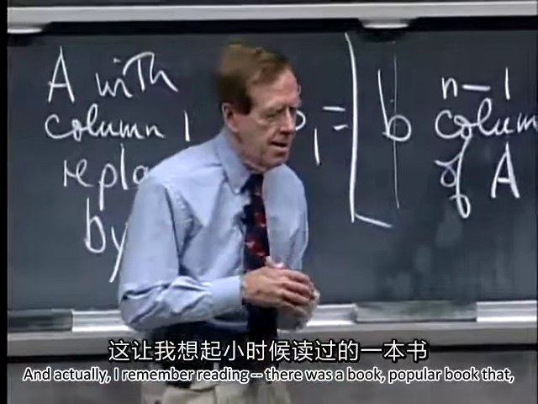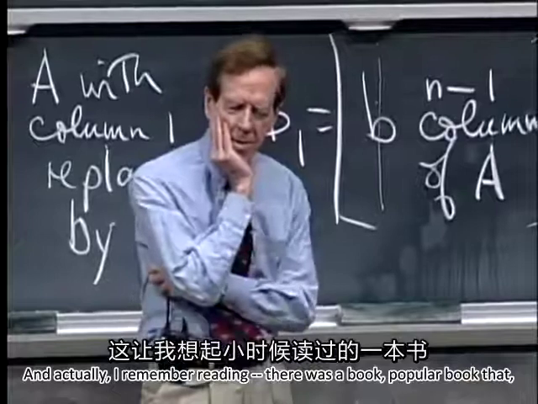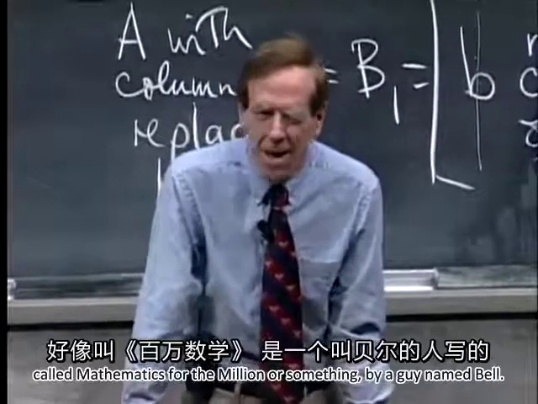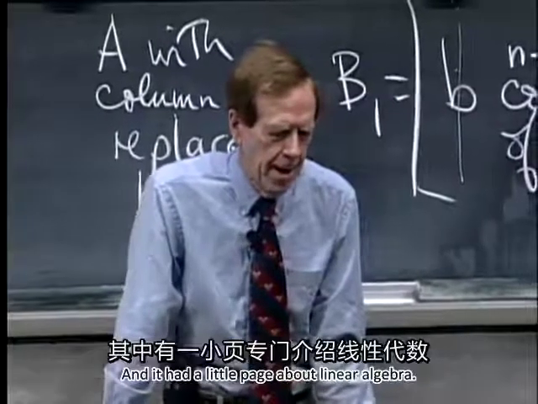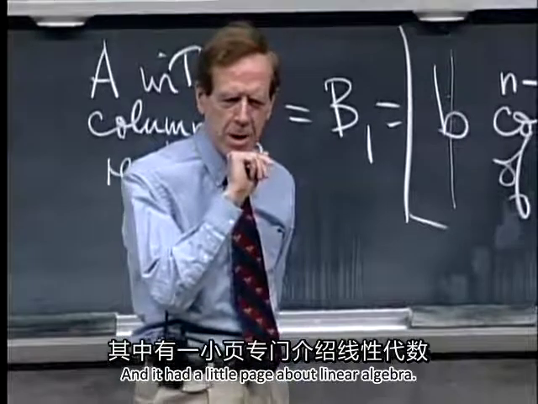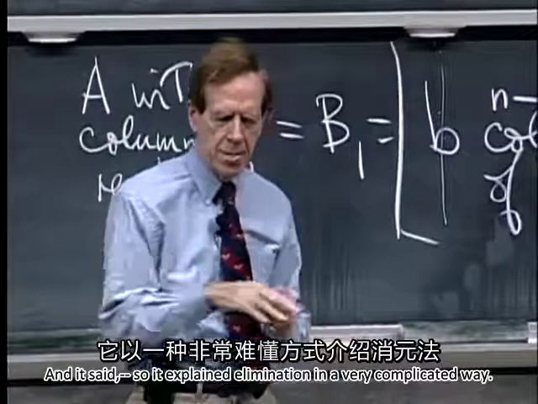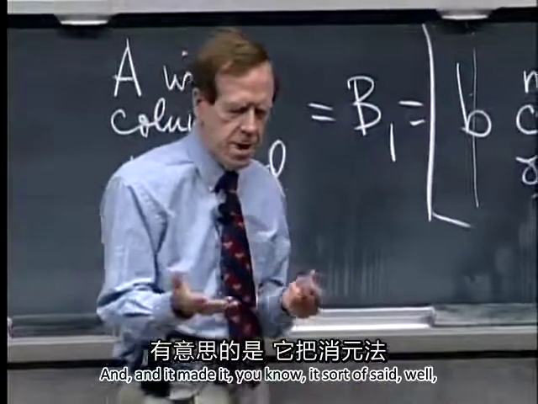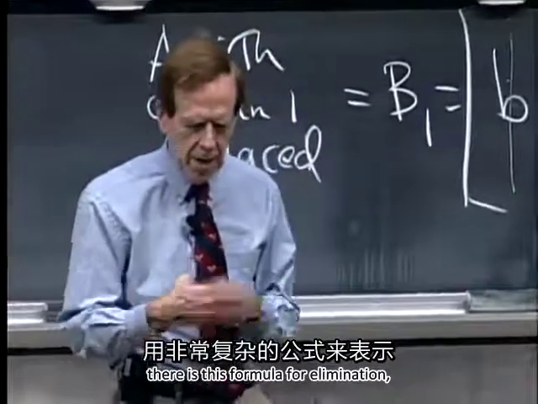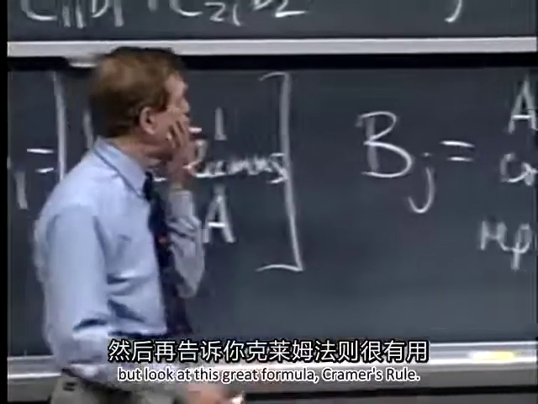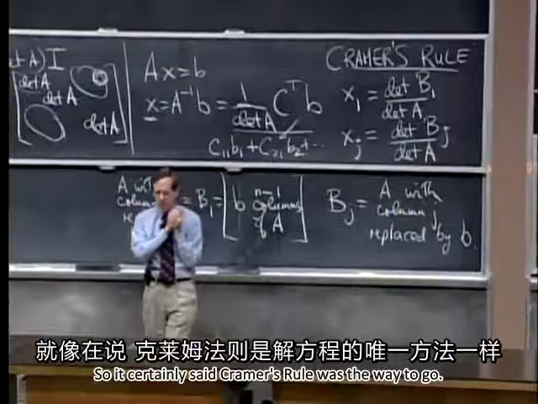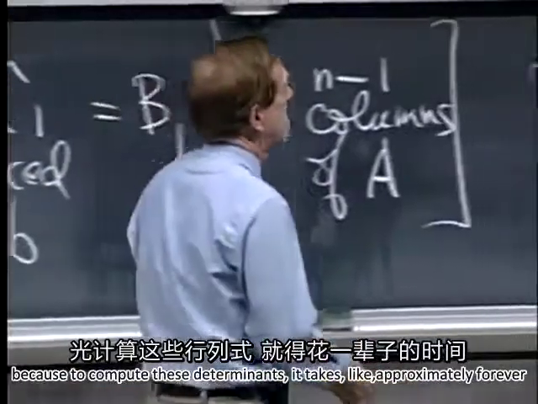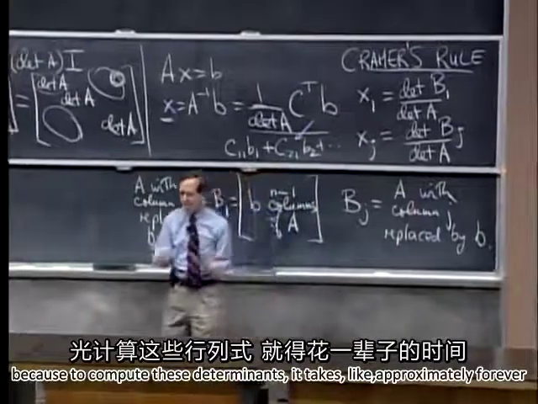And actually, I remember reading a popular book that kids interested in math read when I was a kid, called Mathematics for the Million or something, by a guy named Bell. And it had a little page about linear algebra. It explained elimination in a very complicated way. I certainly didn't understand it. It sort of said, well, there is this formula for elimination, but look at this great formula, Cramer's rule. So it certainly said Cramer's rule was the way to go. But actually, Cramer's rule is a disastrous way to go, because to compute these determinants takes approximately forever.